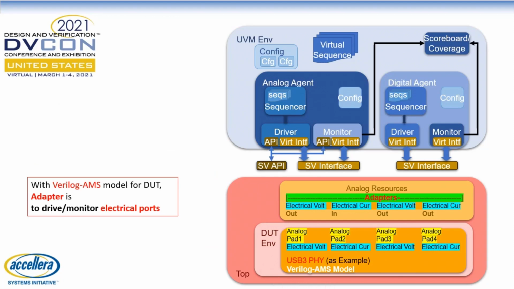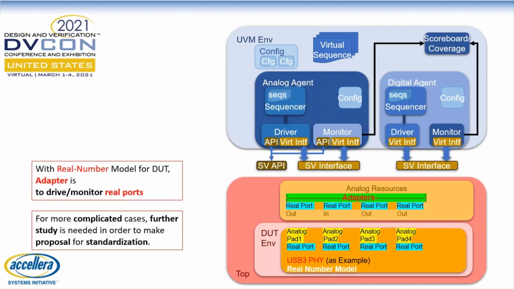In the second example, the design model will be a Verilog-AMS model. Then the signals will be electrical voltage or electrical current. The adapter will present the signals and the related interconnections for UVM-AMS drivers and monitors to interface with the Verilog-AMS model in order to meet the requirement of analog simulators. In this example, the adapter is to drive and monitor electrical ports.